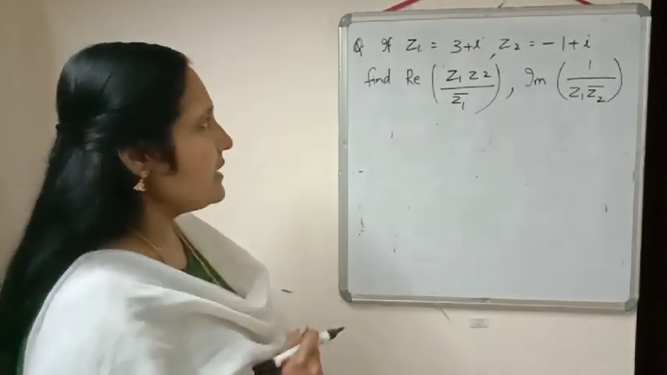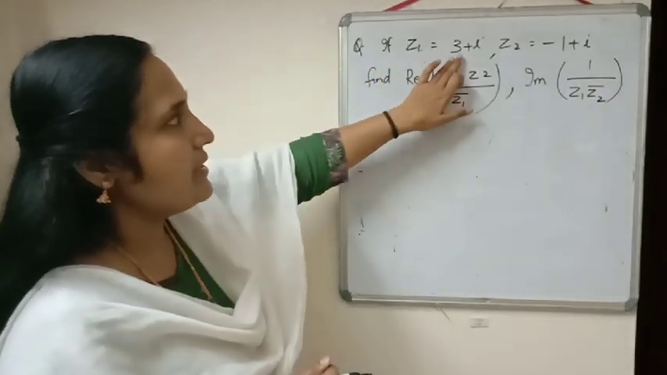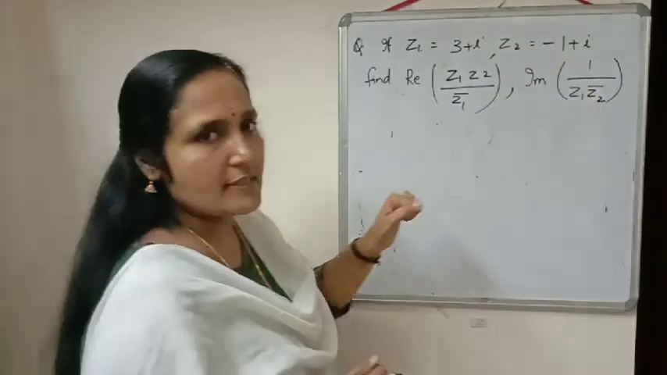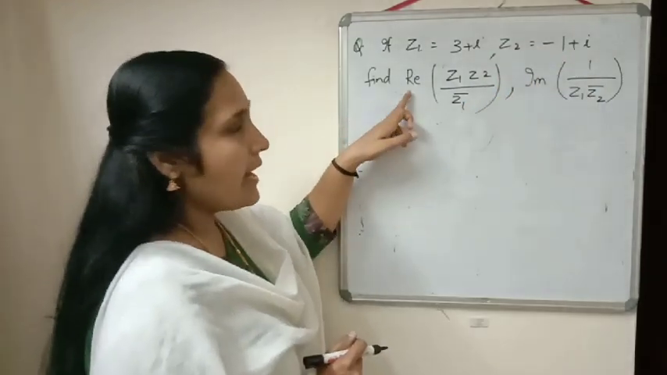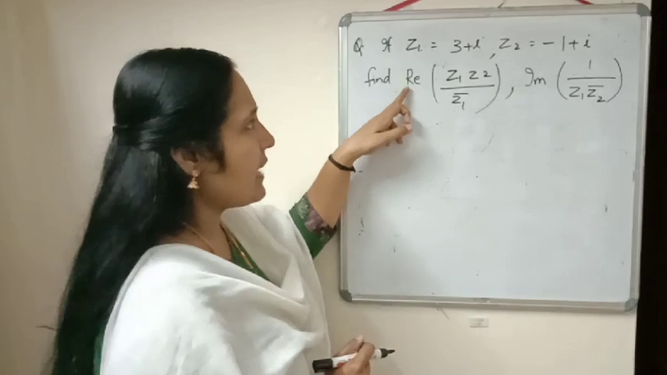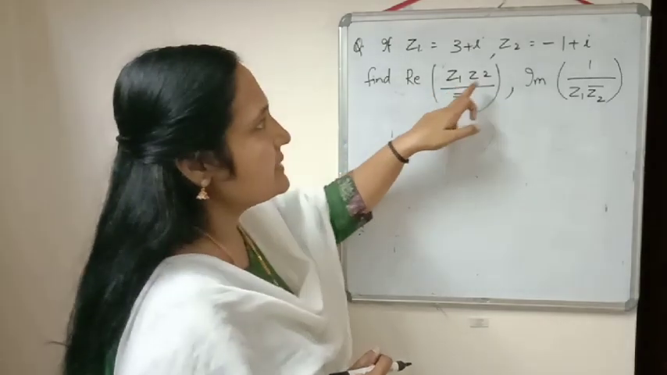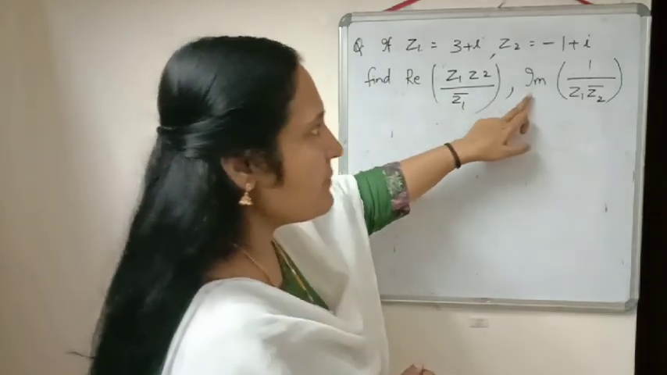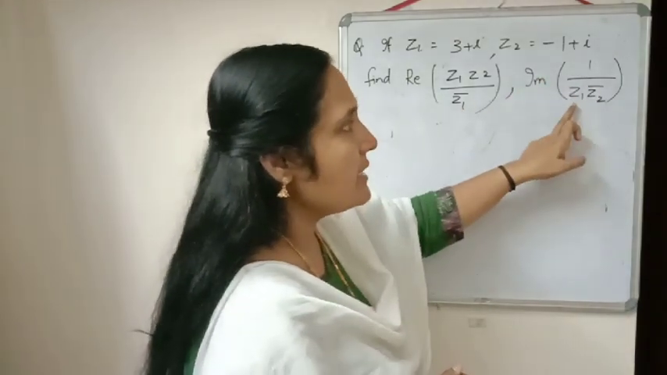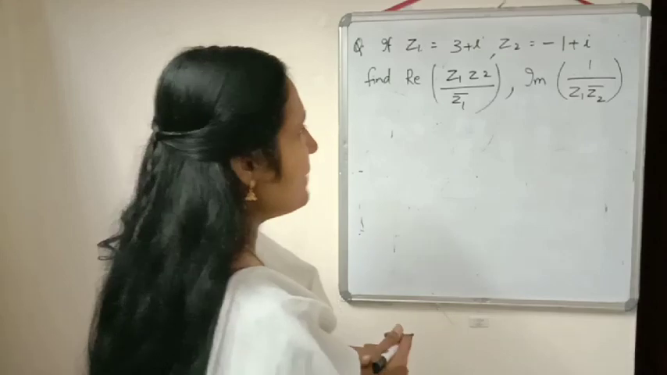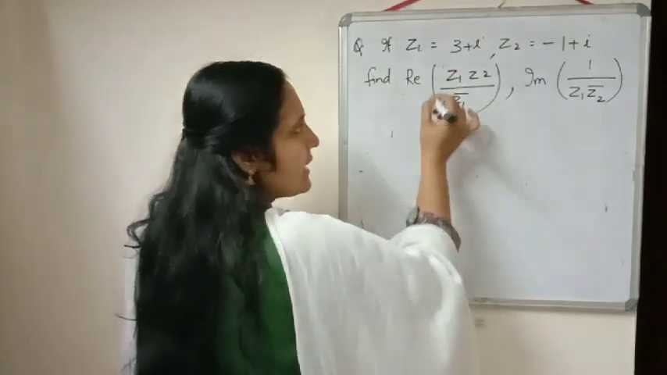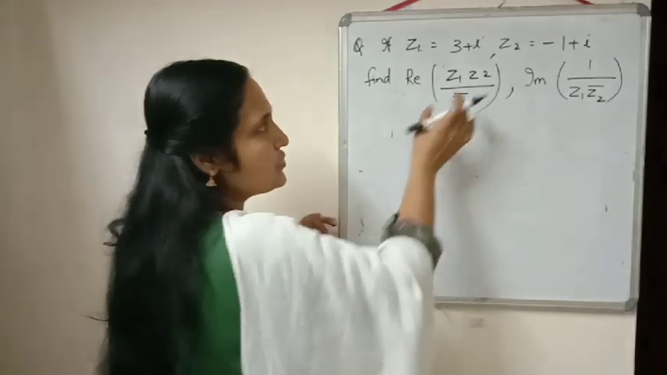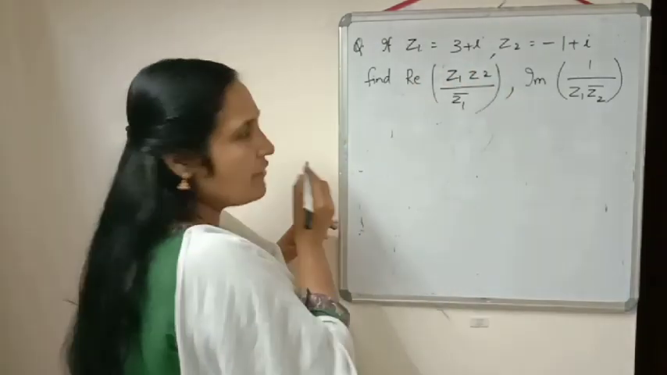Check the next question. If z1 is equal to 3 + i, z2 is equal to minus 1 + i, find Re, meaning the real part, of z1 z2 divided by z1 bar, and the imaginary part of 1 by z1 z2 bar. So we have to find out the real part of this expression. To find the real part, first we have to find out the value of this one.